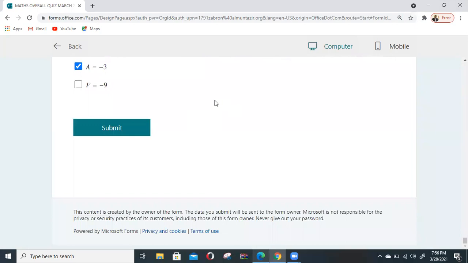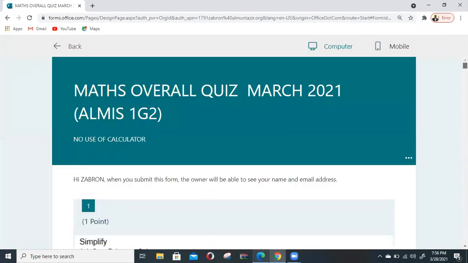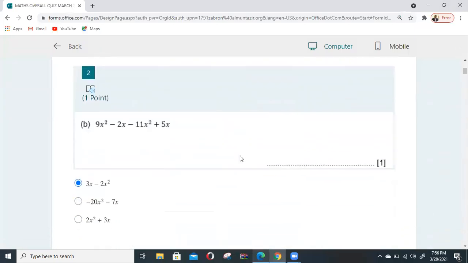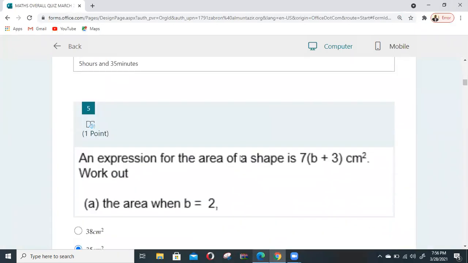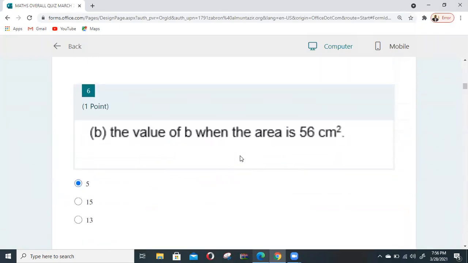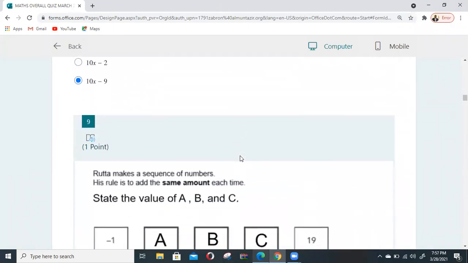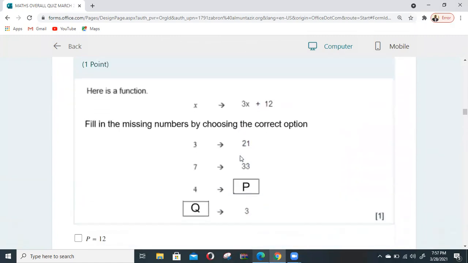When you reach the last question, you're going to get the word submit. Don't click submit until you have cross-checked that you have answered all the questions. So quickly, I'm going to check: question number 1, I have answered. Question 2, answered. Number 3, 4, 5, done. Okay, all questions are answered.